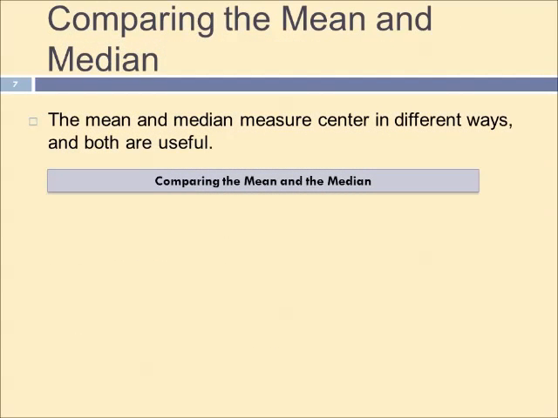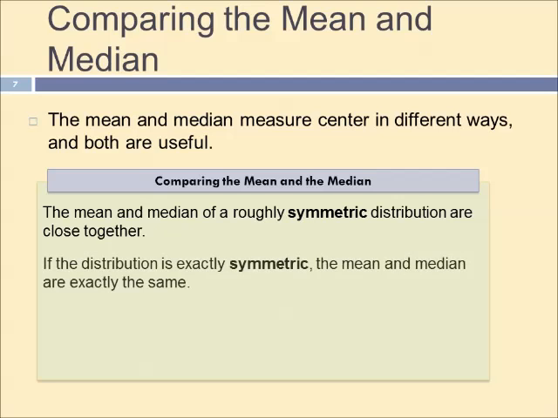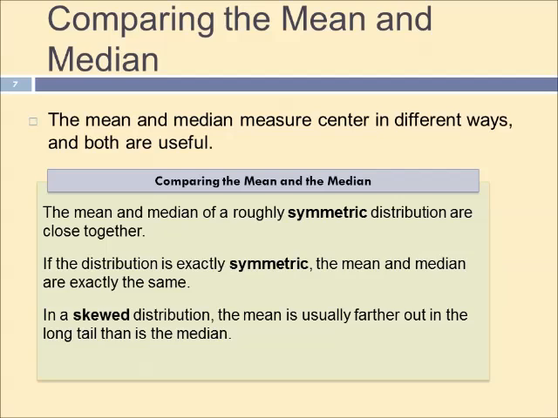The mean and median measure center in different ways. Both are useful. So how do they compare? Well, the mean and median of a roughly symmetric distribution are very close together. If the distribution is exactly symmetric, the mean and median are exactly the same. In a skewed distribution, the mean is usually farther out in the long tail than is the median.